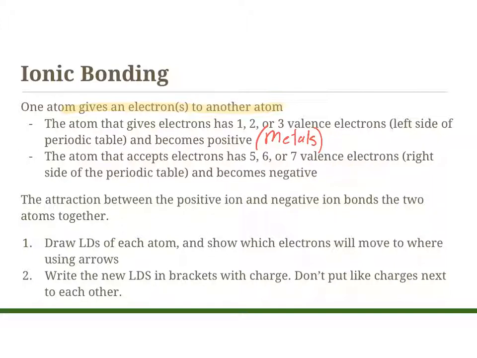And then atoms that accept electrons are going to have 5, 6, or 7 valence electrons. They'll be on the right side of the periodic table, and they will become negative. These will be nonmetals. Okay, now, the attraction between the positive ion and the negative ion bonds the two atoms together. So remember, you have to draw the LDS for each atom and show which electrons will move to where, and then write the new Lewis dot structure in brackets with a charge, and we separate the charges from each other so the positives are not standing next to each other.